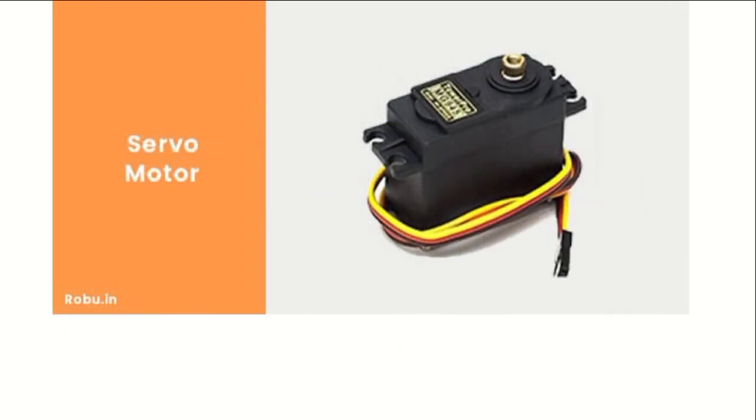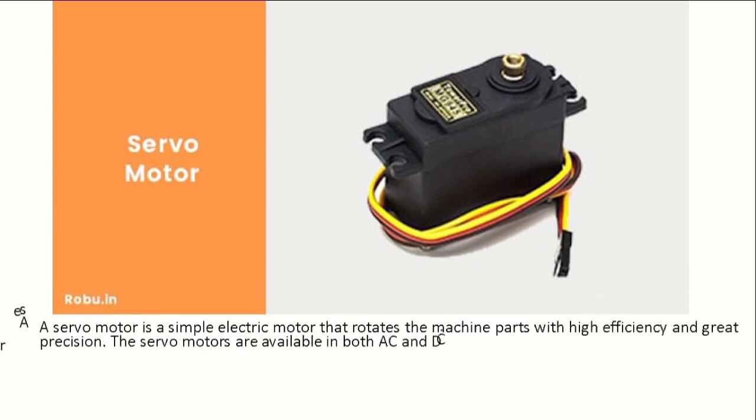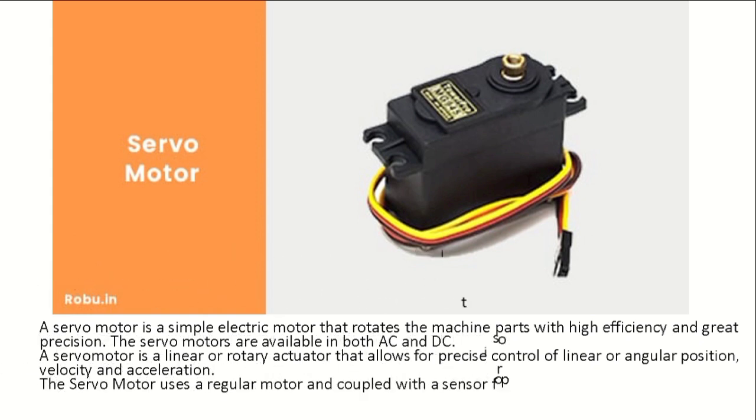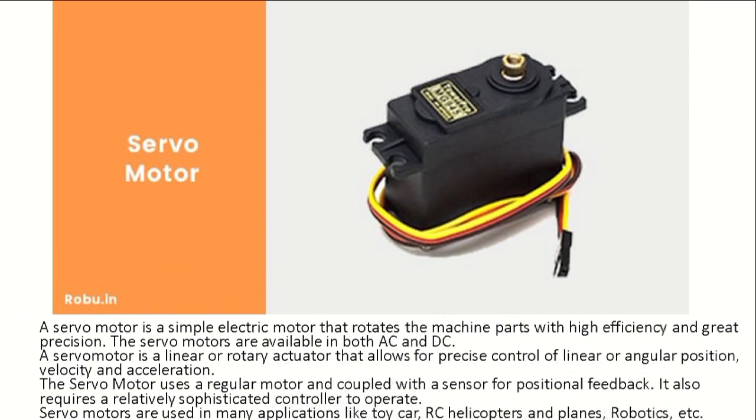Servo motor. A servo motor is a simple electric motor that rotates the machine parts with high efficiency and great precision. The servo motors are available in both AC and DC. A servo motor is a linear or rotary actuator that allows for precise control of linear or angular position, velocity and acceleration. The servo motor uses a regular motor coupled with a sensor for positional feedback. It also requires a relatively sophisticated controller to operate. Servo motors are used in many applications like toy cars, RC helicopters and planes, robotics, etc.